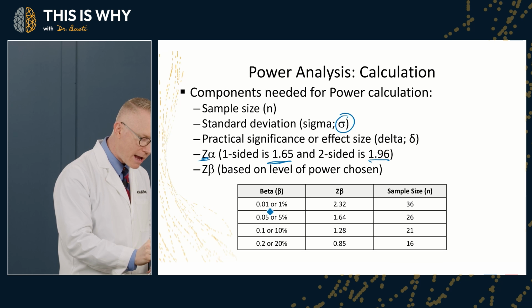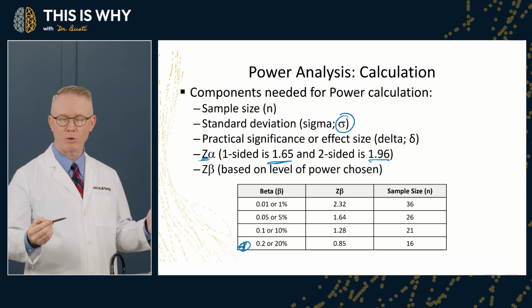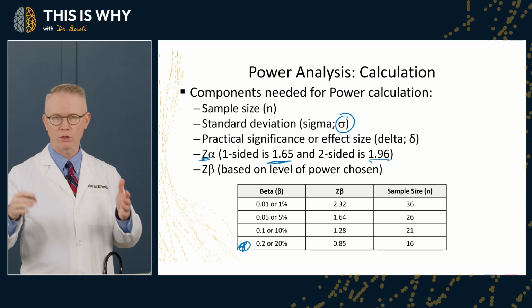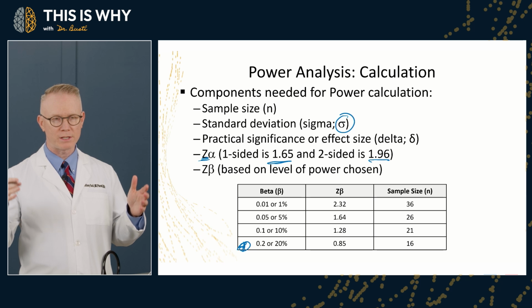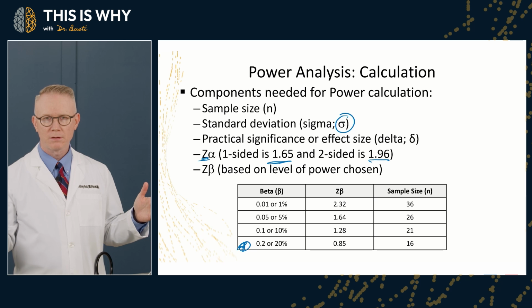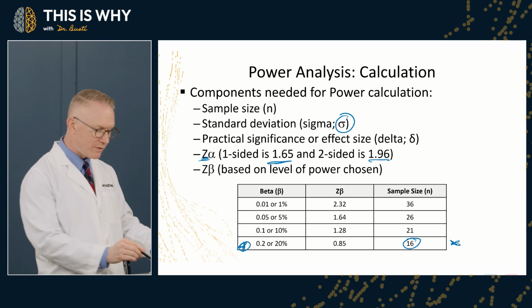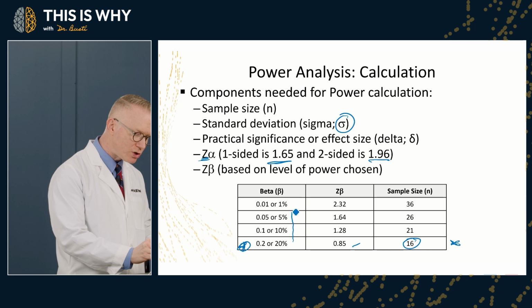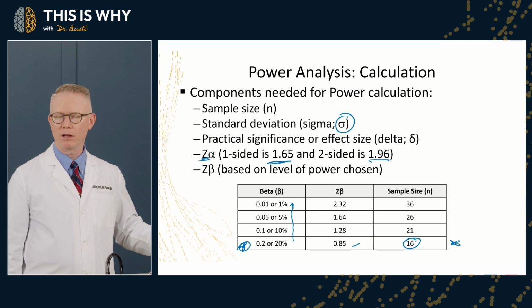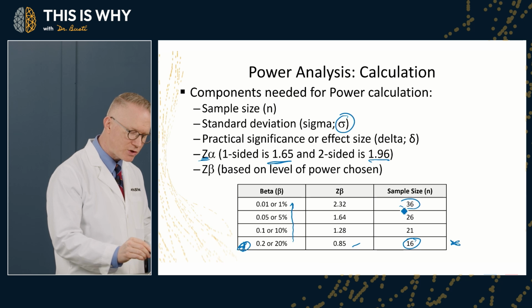So you can see here, most people say a power of 80%, which is a beta of 0.2, or 20%. 1 minus 0.2 is 0.8, or 80%. That's a power of 80, and that's where most people typically reside. Well, you can see that the sample size is 16. And of course, you have your Z beta score here. But as you reduce beta, it gets smaller, your power goes up. And so does the number of patients that you need.